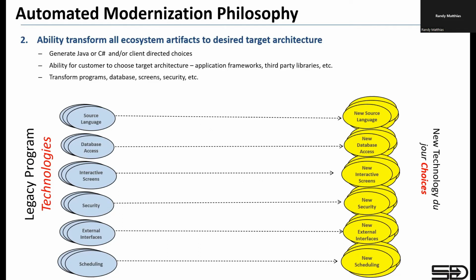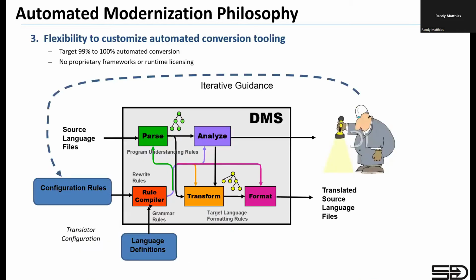Because we have tremendous flexibility with DMS to be customized and configured based on the client's specific choices, we don't dictate a target set of technologies to the customer. Instead, we work closely with them so they can choose what they want for each aspect of the application ecosystem in the new environment. This flexibility means we can customize the translator based on a specific set of goals of the client. Through this, we're able to achieve very high levels of automated conversion, often hitting nearly 100% of the code being converted in automated fashion.